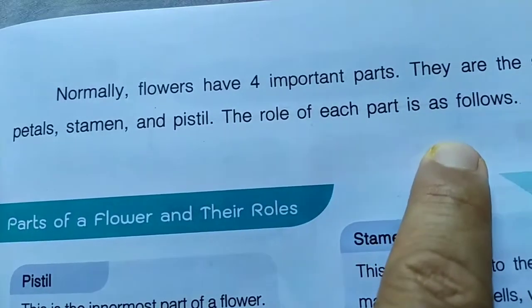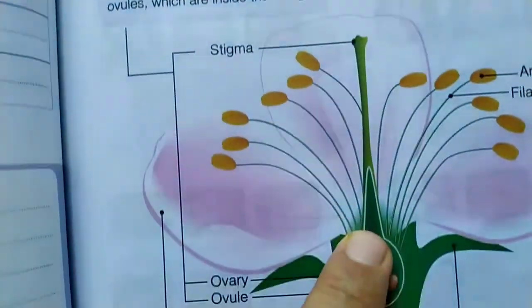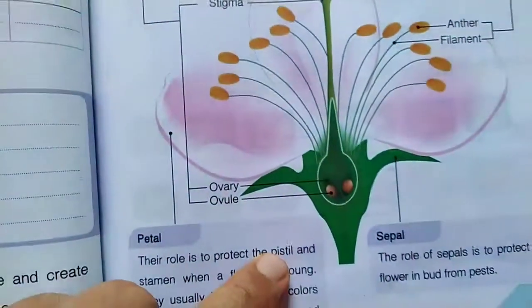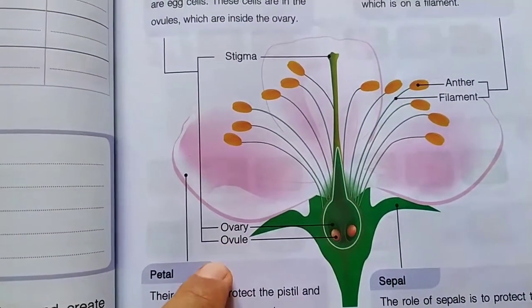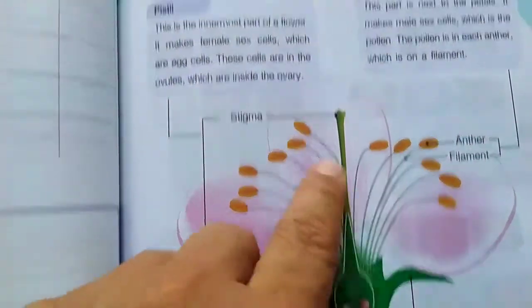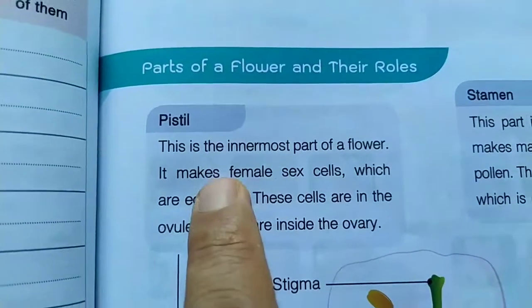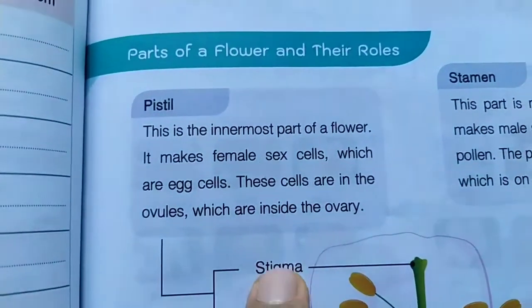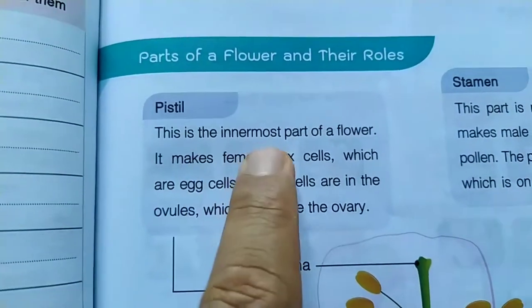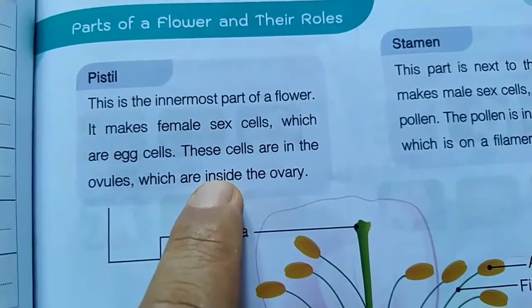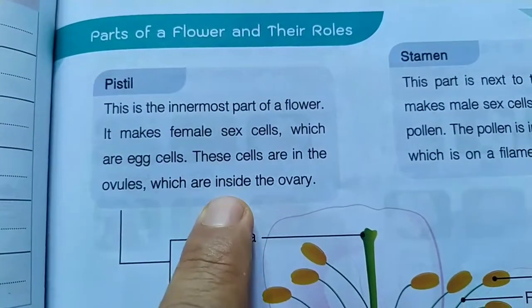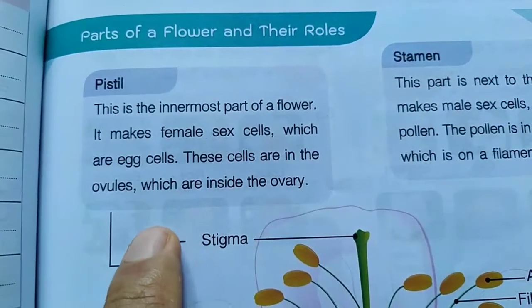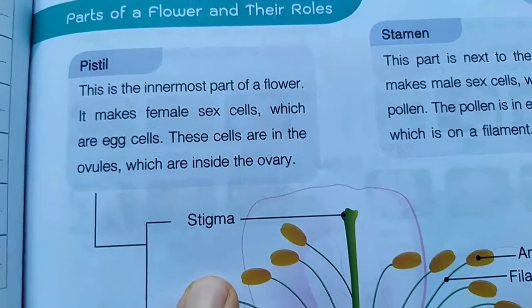The role of each part is as follows. We understand this one here, right? Look, we look at the flower, and you look at your book, we have the stigma, we have the petal, you have the sepal. And so here, the pistil. What is the role of the pistil? This is the innermost part of a flower. It takes female sex cells, which are egg cells. These cells are in the ovules, which are inside the ovary.